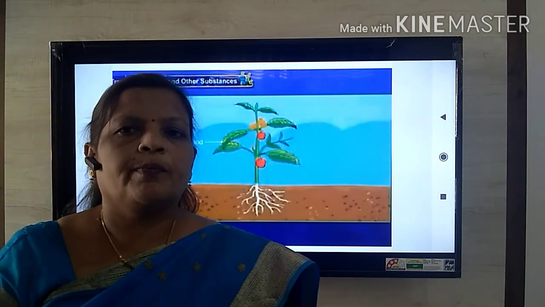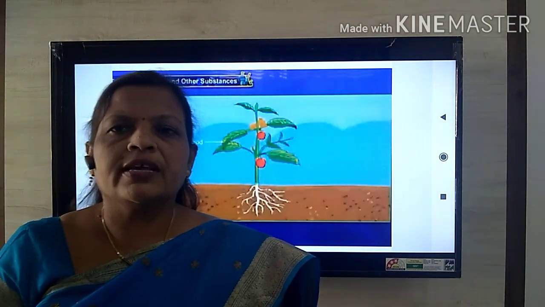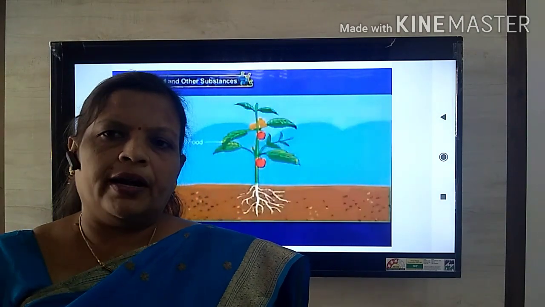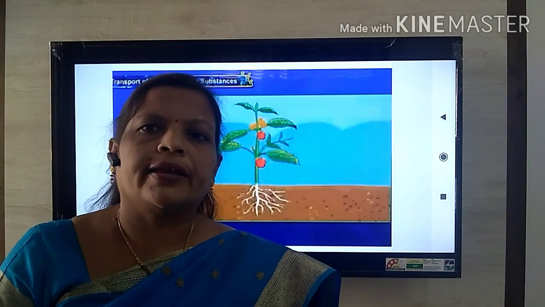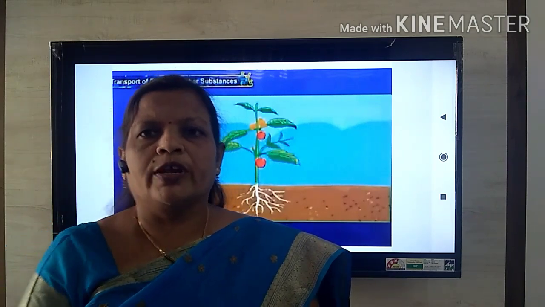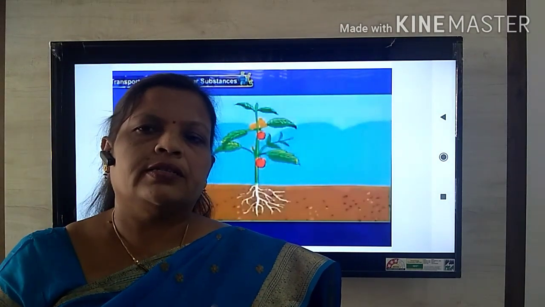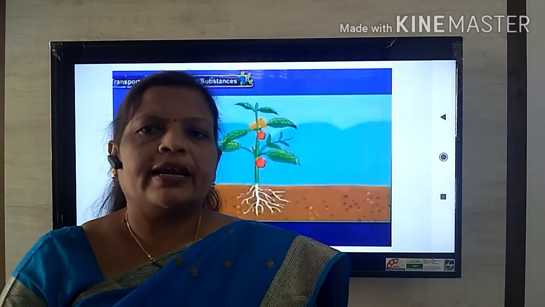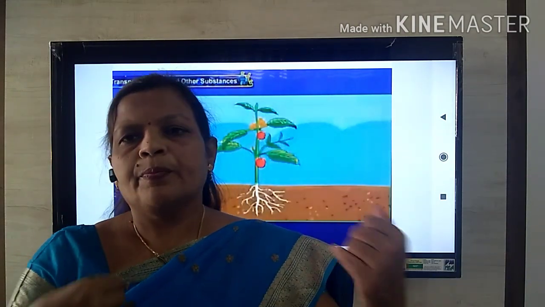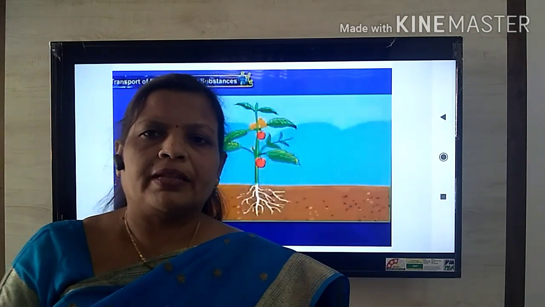You know very well the process of photosynthesis: simple substances like carbon dioxide and water are taken up by the plant, and in the presence of sunlight, using the green pigment chlorophyll, the plant synthesizes carbohydrates. Carbohydrate is the main food material that is synthesized. Later on it may be converted into starch, amino acids, and fats. All these are food materials synthesized by the plant.